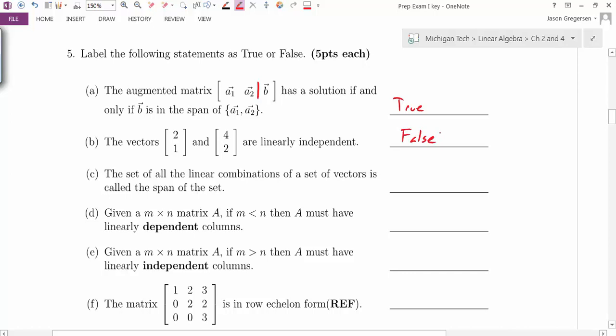Part C says the set of all linear combinations of a set of vectors is called the span of the set. And this is really just the definition of the span of a set of vectors. The span is the set of all linear combinations. So this is true.